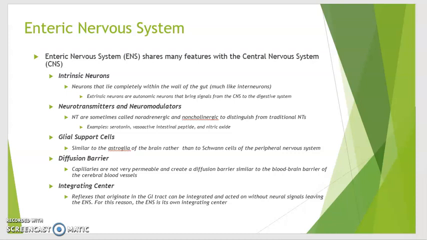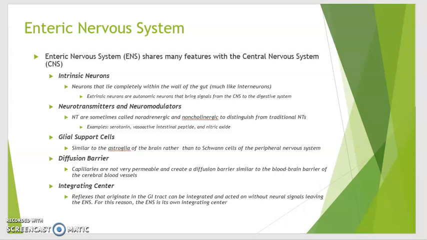So first, there are intrinsic neurons in the ENS. These are neurons that lie completely within the wall of the gut, much like an interneuron would in the CNS. We also have neurotransmitters and neuromodulators in the ENS. The neurotransmitters in the ENS are sometimes called non-adrenergic and non-cholinergic to distinguish them from more traditional neurotransmitters. Some examples of these would be serotonin, vasoactive intestinal peptide, and nitric oxide.